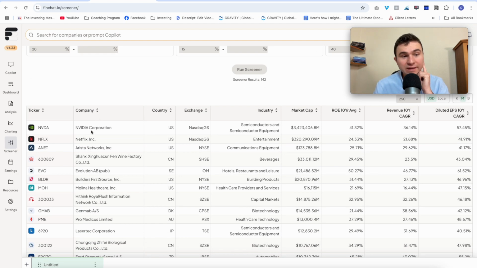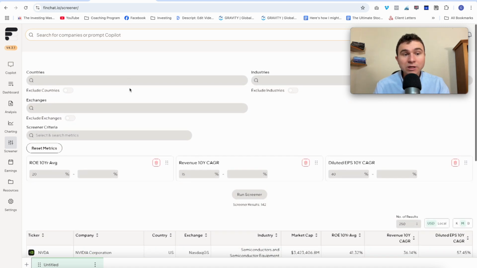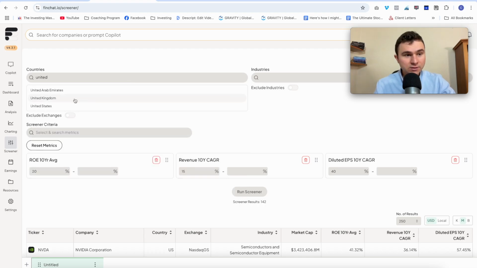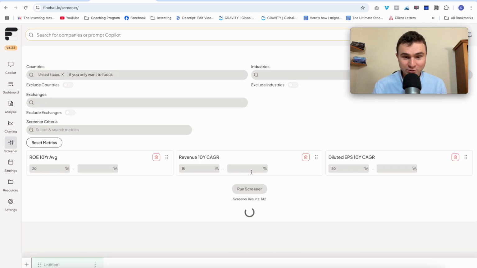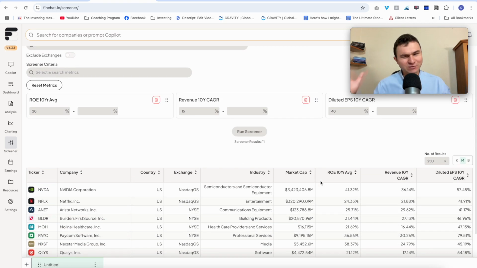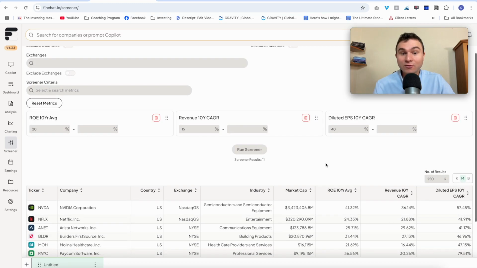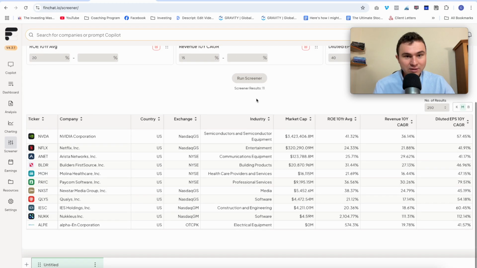And you have companies like Nvidia, Netflix, Arista Networks, so companies in the US. You have also companies in China, companies in Sweden, US. If you only want to focus on the US, you can just put United States here, and instead of having 142 results, you will have 11 results. Yeah, that's way smaller. Okay, but remember that this is some very strict metrics here. You have 11 stocks. Analyze all of them. And how do you analyze them? Don't worry, this is the next part of my video.